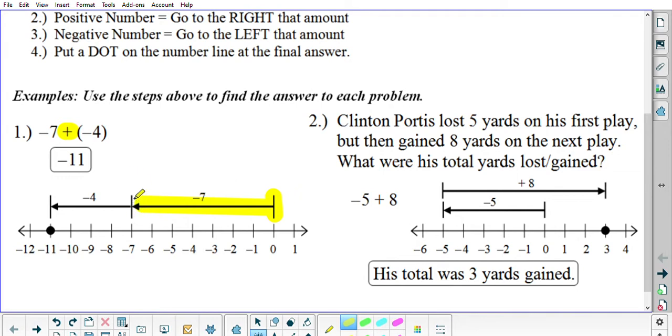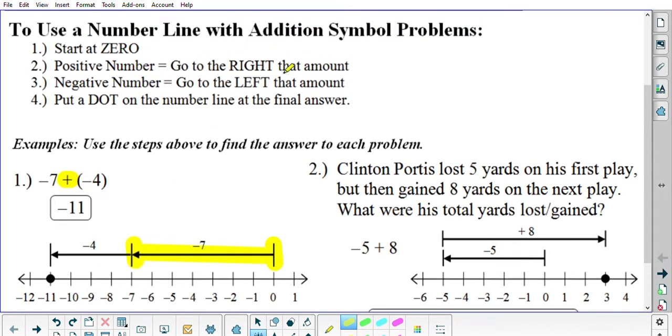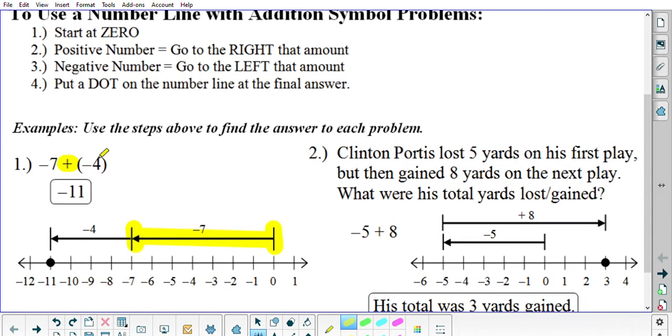And then at the end of that first number, that is where I start the second number. And I apologize for not clarifying that up here. The second number will not start from 0. It will start at the end of the first number's bar. And so -4, since that's negative, I went left 4 additional spaces. That puts me at -11. So I write the final answer underneath and circle it to make me happy, and I'm done.